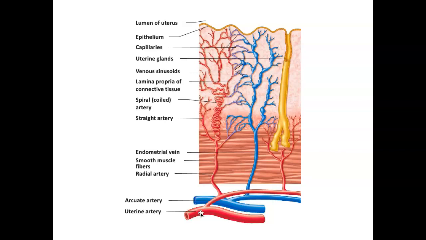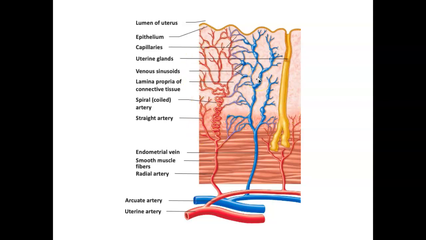The uterine artery will branch into these arcuate arteries, which surround the uterus itself, the wall of the uterus. They will then branch into these straight and coiled or spiral arteries that go into that endometrium. So here you can see the myometrium, the musculature, and then here would be that endometrium right here. And so they will then penetrate through that basilar layer, that base layer of endometrium, into this functional layer of endometrium.